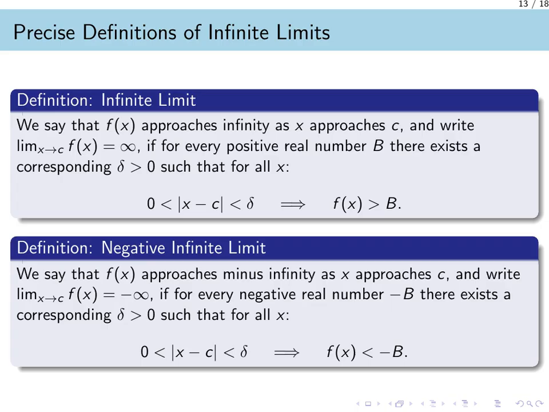For example, if you challenge me with b equal to 1 million, I must find an interval where the graph always stays above the line y equals 1 million. The definition for a negative infinite limit is analogous. For any large negative number, negative b, the function's value must be even lower. This gives us a precise way to describe a function growing without bound.